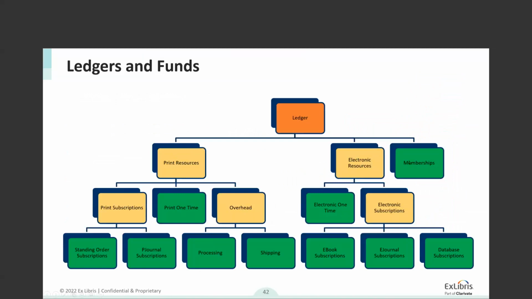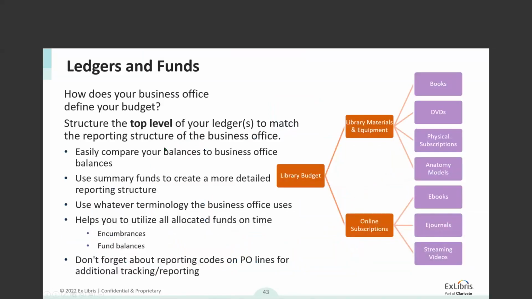So that if you're trying to balance what they think you have and you think you have, it's easier to compare when this top level matches what they say you have. Other things are going to be allocated that aren't paid for, but it should be easier with that top level matching how they give you your money. So easy to compare your balances to business office balances. It's like when we used to balance our checkbooks.